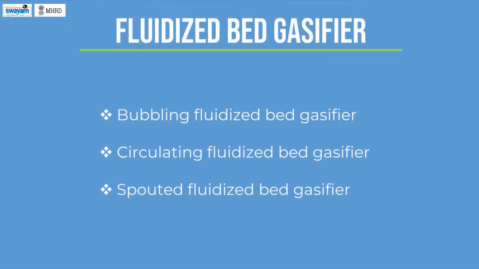Fluidized bed gasifiers are mainly classified into three types based on the configuration of reactors and the velocity of the gasification medium. They include bubbling, circulating and spouted fluidized bed gasifier.